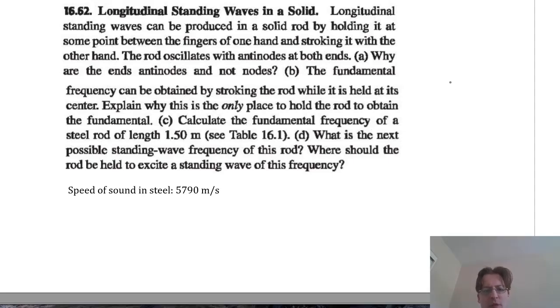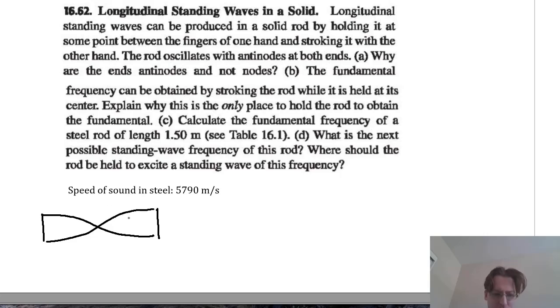We, in this question, want to figure out why the ends are antinodes, what the fundamental frequency is, and look at some of the higher harmonics. So the reason it's antinodes at both ends is that it's an analogy with a string which is free at both ends. A guitar string's fixed at both ends, but in this situation, the vibrations are free at both ends of the rod. So the fundamental frequency would appear like this.